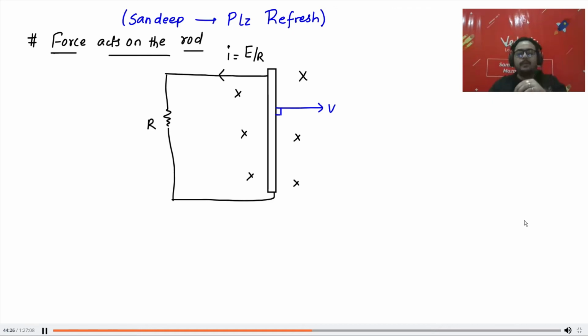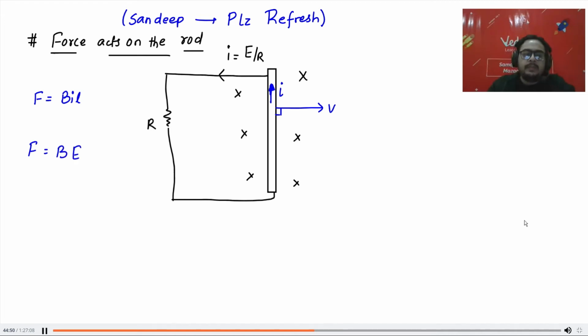Don't go into salary and all. So this is the current. In the rod, the current is obviously flowing upwards. Am I correct? In the rod, the current is flowing upwards. So how much force acts? Please everyone focus on this. Force acting is BIL. We know this. BIL is the force.